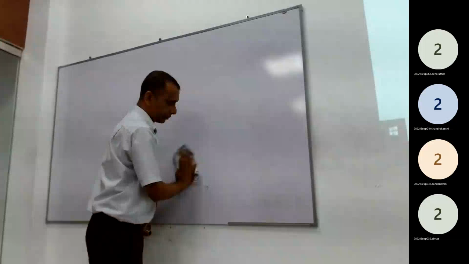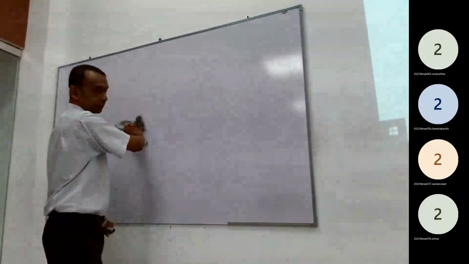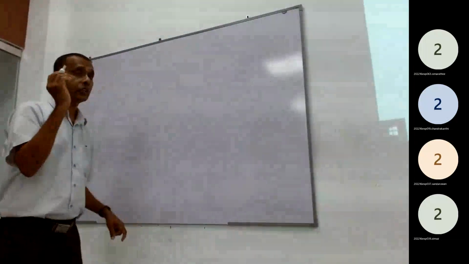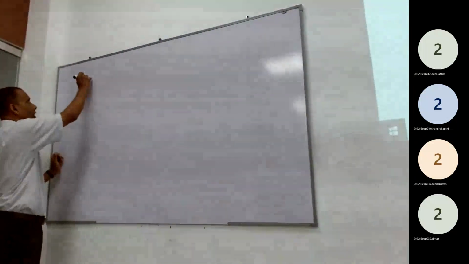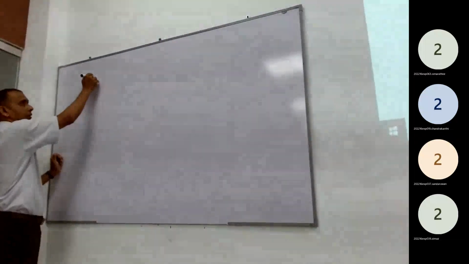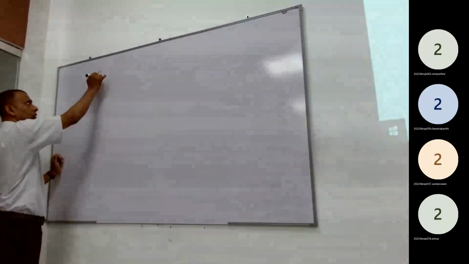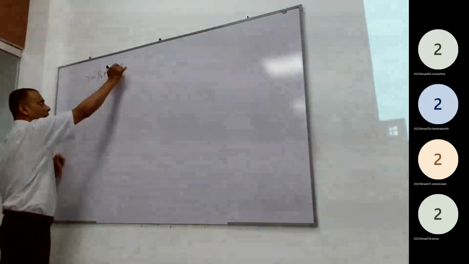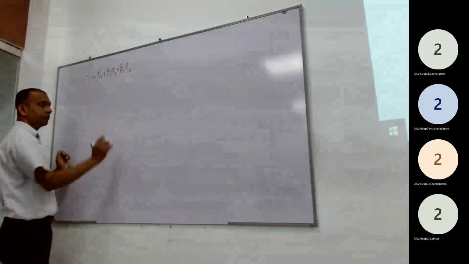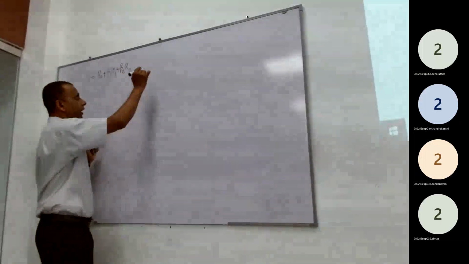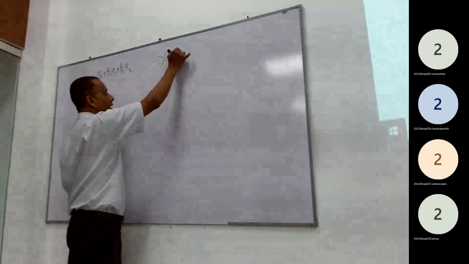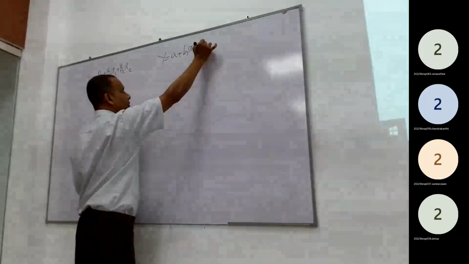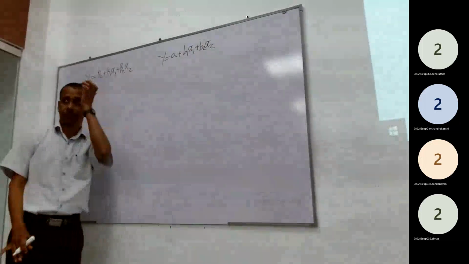Section 30, repeat plan. Write two independent variables. Model: y equals beta 0 plus beta 1 x1 plus beta 2 x2. Even if you write it as y equals a plus beta 1 x1 plus beta 2 x2, no problem, right?